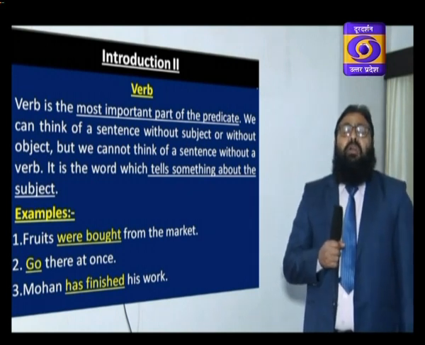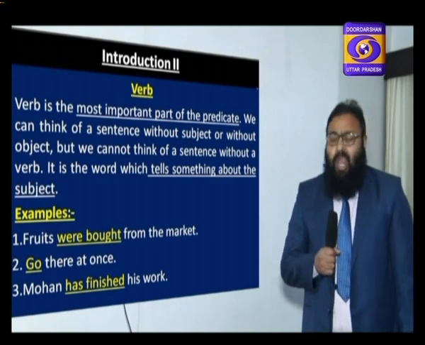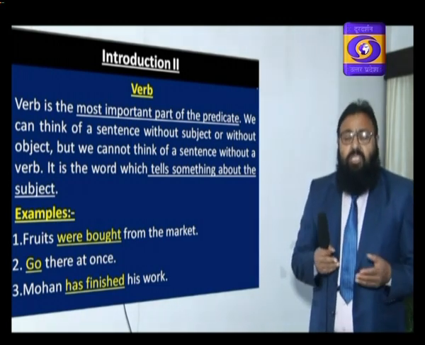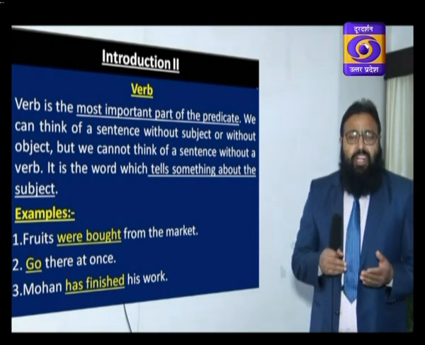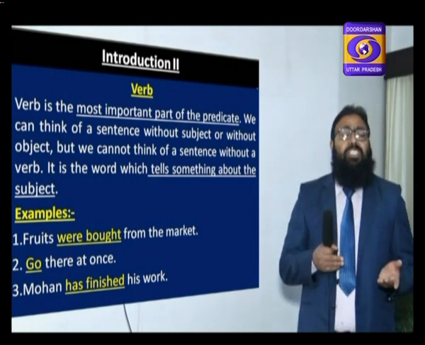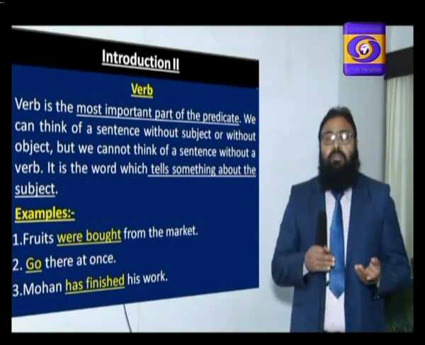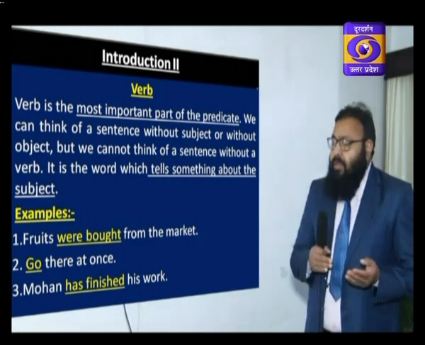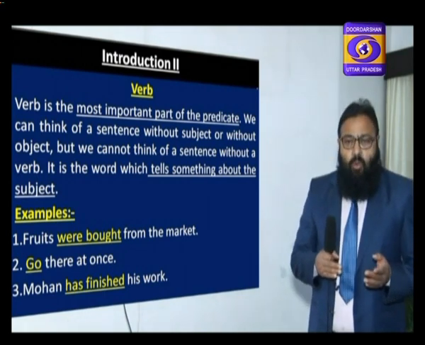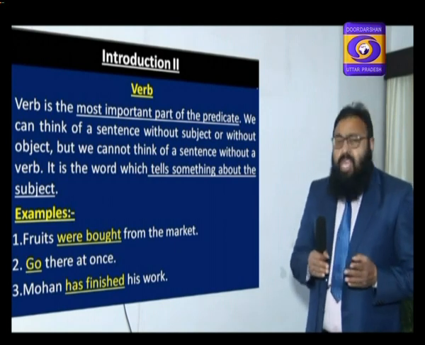Now, dear children, verb is the most important part of the predicate. We can think of a sentence without a subject, without an object, but we cannot think of a sentence without a verb. It is a word that tells something about the subject. Examples are: Fruits were bought from the market. Here fruits is the subject and were bought is the verb because it is telling us about the subject that they were being bought.